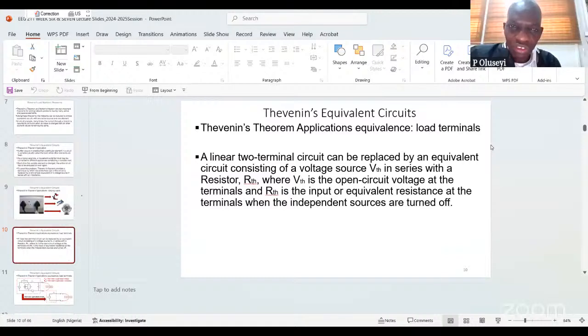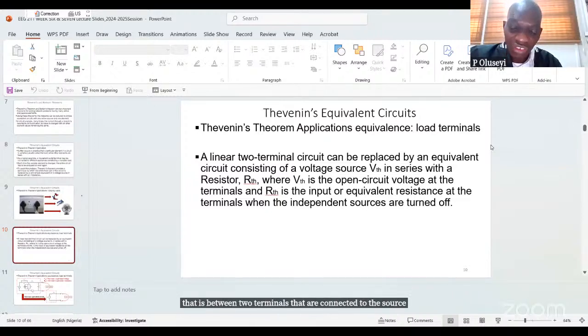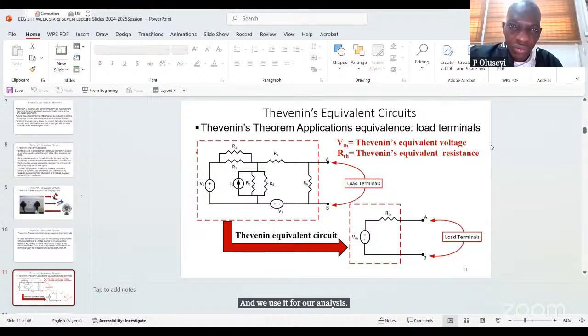So we normally talk of a linear two-terminal circuit that can be replaced by an equivalent circuit, just like we did in the source transformation. When we do our source transformation, you saw what happened there. We take every load that is between two terminals that are connected to the source, and we use it for our analysis. So we have this as a good example of Thevenin's theorem application to a circuit.